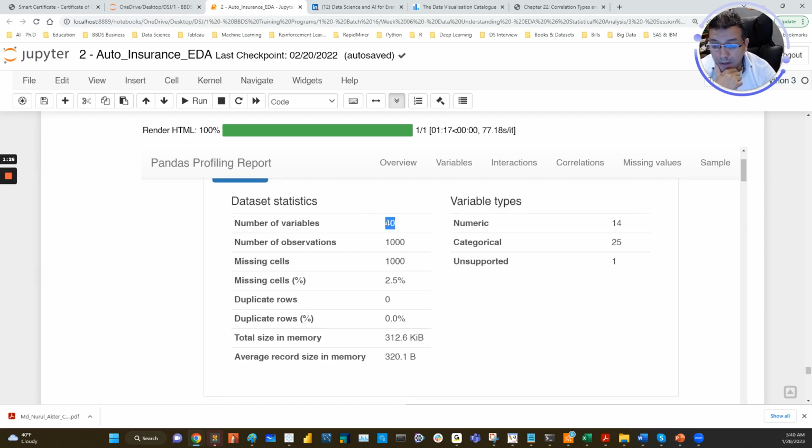Then we got how big the data is. We got 14 numeric, 25 categorical, and we got one binary, and that is the target variable. In terms of variables, these are all the variables that we have, and we got month as a customer, and we got some statistical analysis, missing, infinite percentage, and we got the distribution.